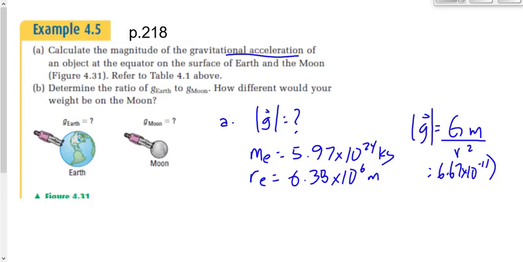from Cavendish. We know what m is from our table. Divided by r squared, 6.38 times 10 to the 6. We'll pull out the calculator and do this as a group.